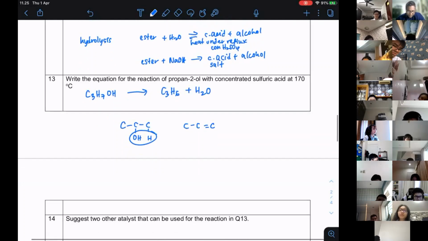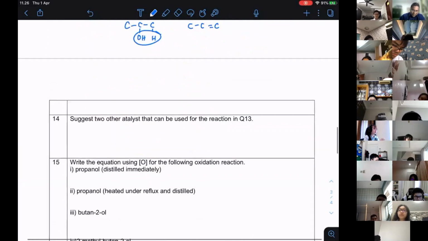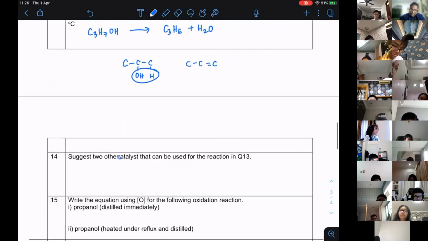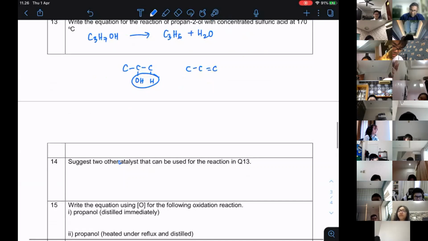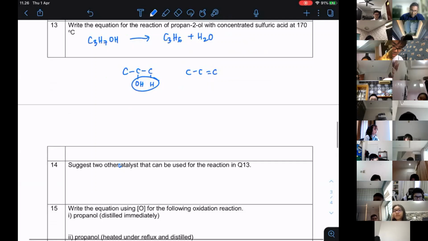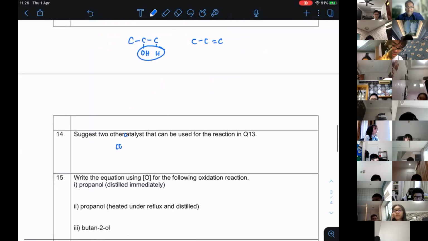Next, suggest 2 other catalysts that can be used. If you have used concentrated sulfuric acid, you can use concentrated phosphoric acid at 170 degrees Celsius, or you can use hot Al2O3, aluminium oxide.